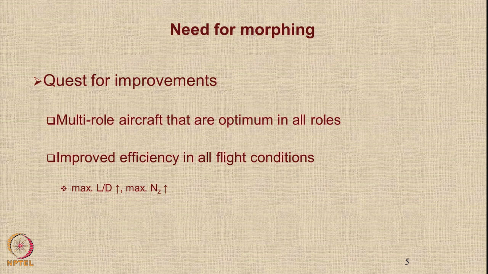So, for example, we would like to maximize the lift over drag coefficient, we would like to maximize the NZ so that we have much better turning performance. At the same time, we would like to reduce the drag coefficient, we would make it lighter by reducing the max takeoff weight, and also we want to reduce the fuel consumed in the mission. So, many of these requirements can be conflicting, but we want to meet them simultaneously, and one way of doing this is to morph the configuration.